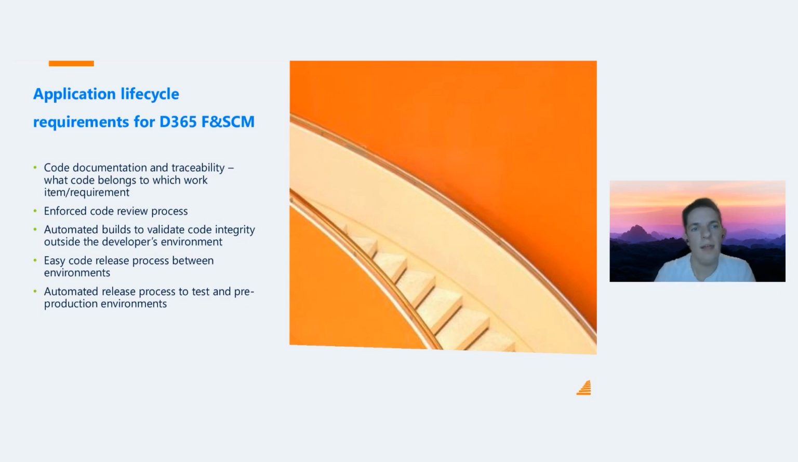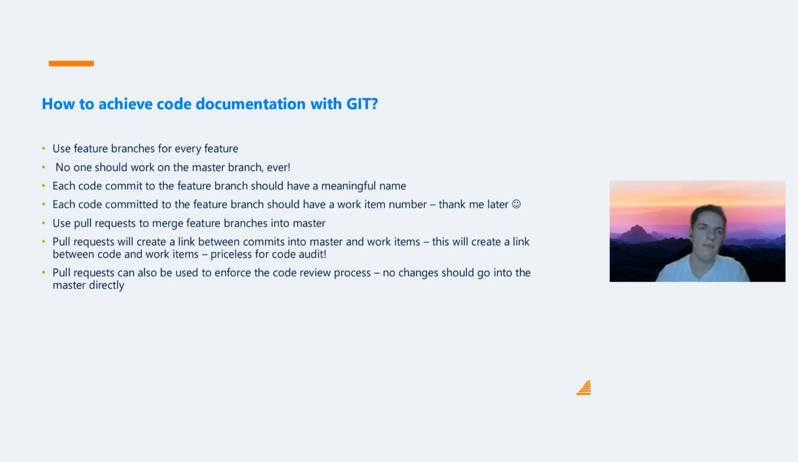So how to achieve that with Dynamics 365 and with Git? First of all, how to achieve code documentation. As I briefly already mentioned, use feature branches for every feature. And the most important thing, no one should ever work on the master branch.